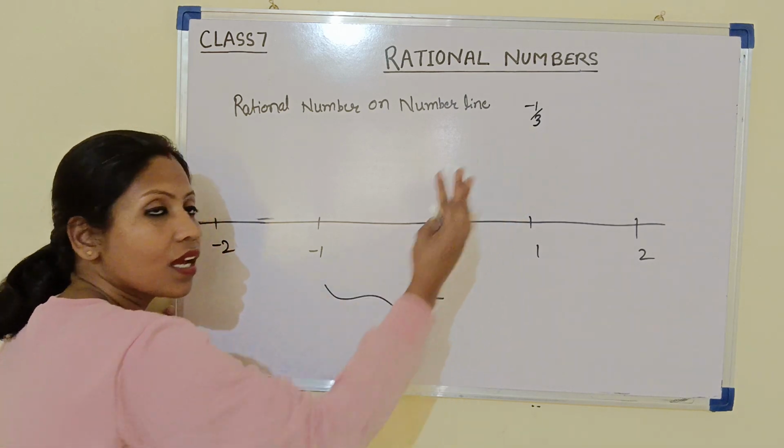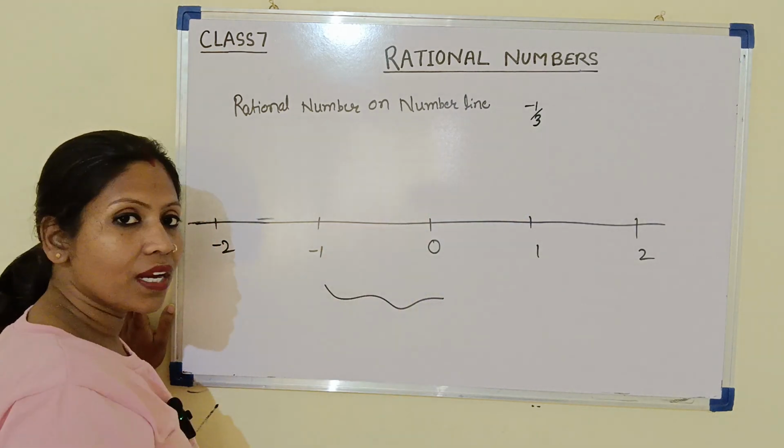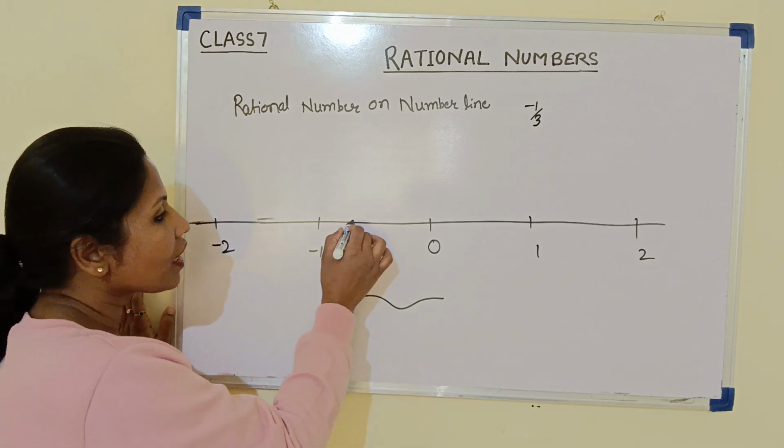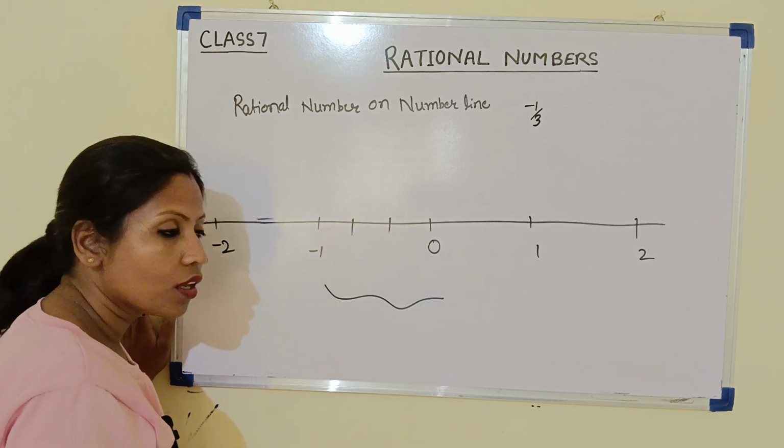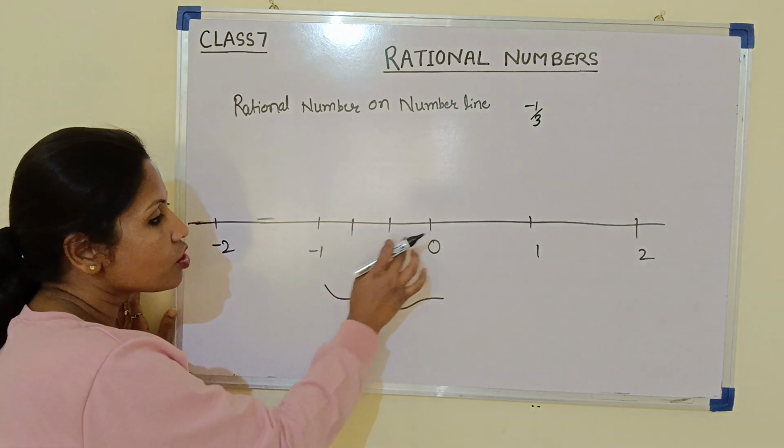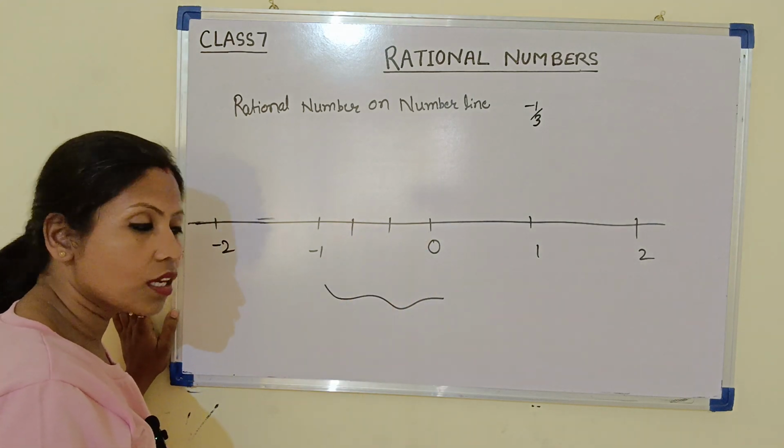3 parts. Denominator क्या है? 3 है. तो 3 parts में हमें divide करना है. 3 parts में divide करने के लिए हम क्या करेंगे? 2 कट लगाएंगे. Then this will be divided 0 to minus 1 will be divided in 3 parts.